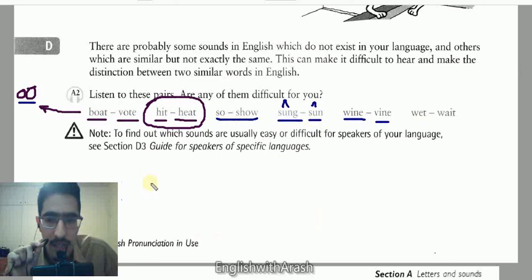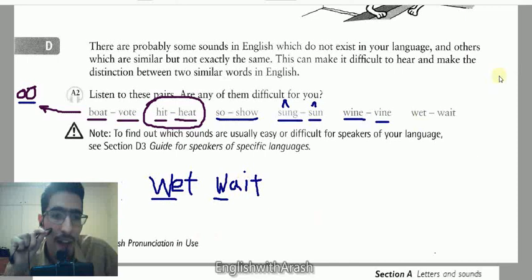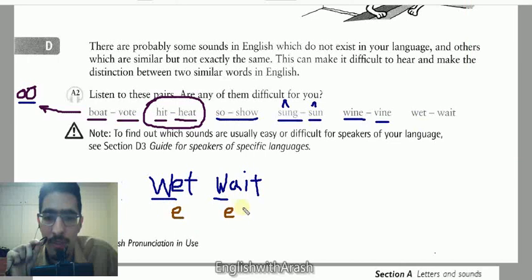The next one is wet and wait. Of course, both of them are W, but you see the vowels are totally different. Yes, this vowel is e, like wet, but this is wait. We have ye sound. This is easy because we have it in Farsi. Wet and wait. Good. So now let's go and do some practice if you don't have any questions.